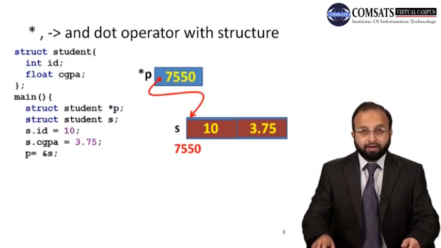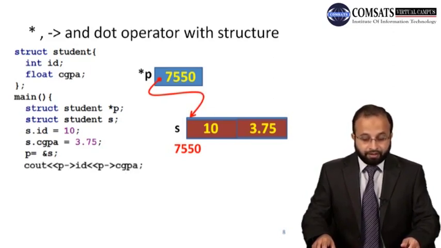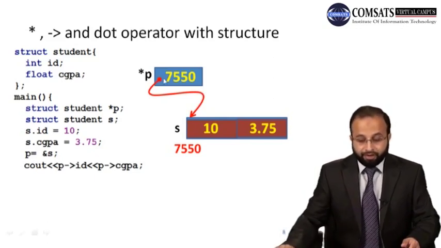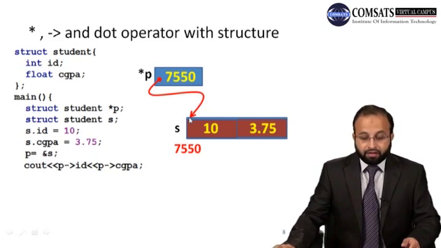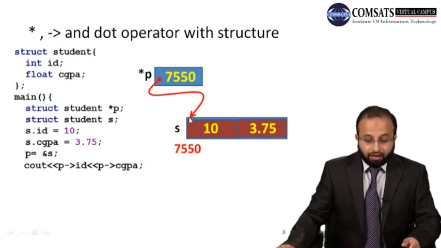Now what are the different mechanisms to access it? We can write p arrow operator id. This means that p arrow operator will bring you over here, then what you are going to access, id.